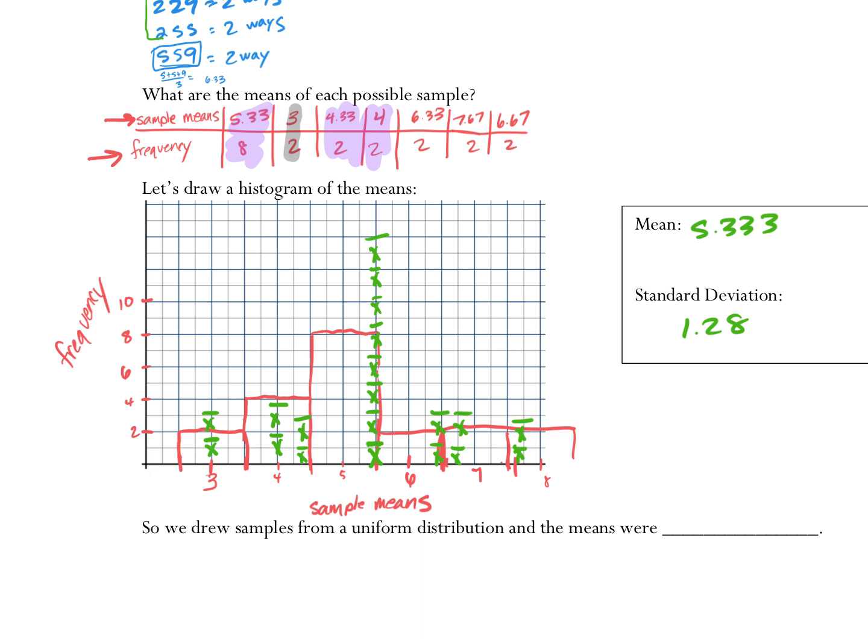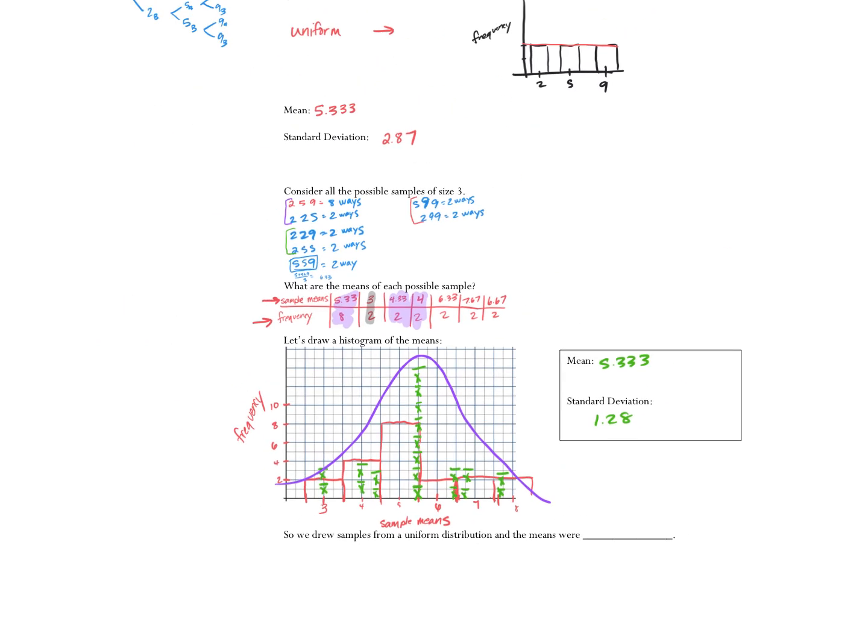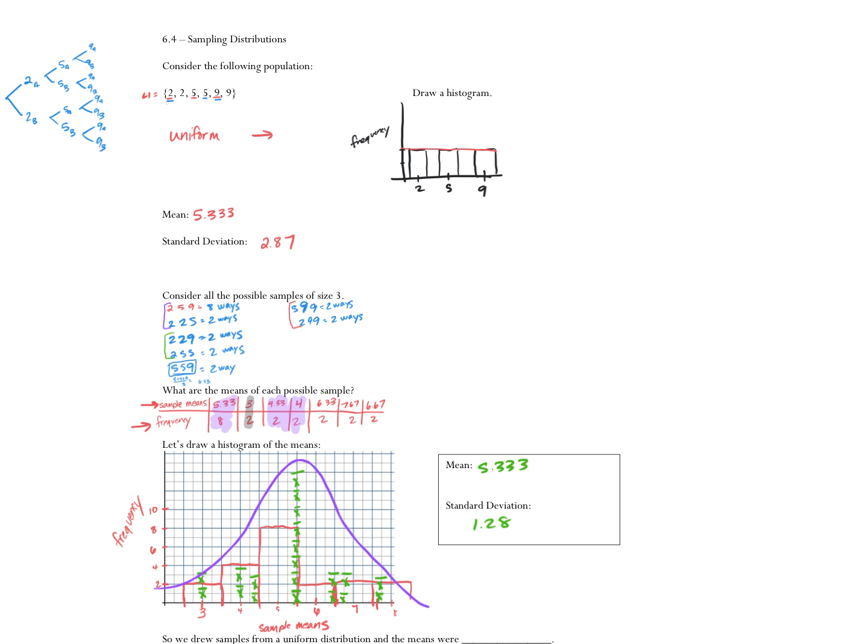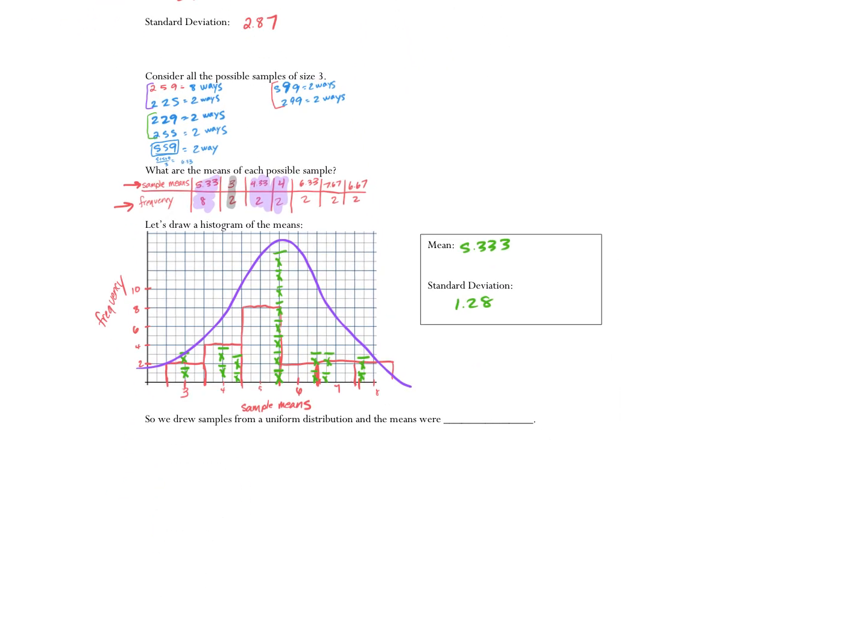Okay, all right. And if I asked you to look at the shape of that, it's starting pretty mound shaped, pretty symmetric, not quite perfect. Okay, so even though the population from which we were sampling was uniform, the shape of those different means that we got based off of each sample were approaching normal. I wouldn't call them normal, but they're definitely getting more mound shaped, more symmetric. Okay?